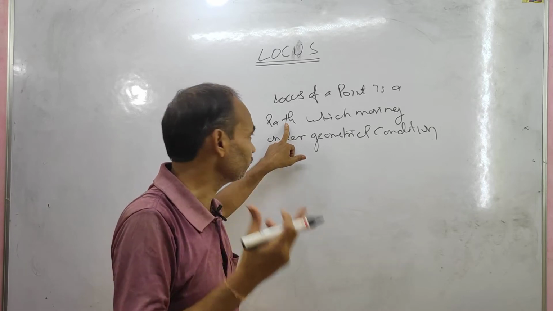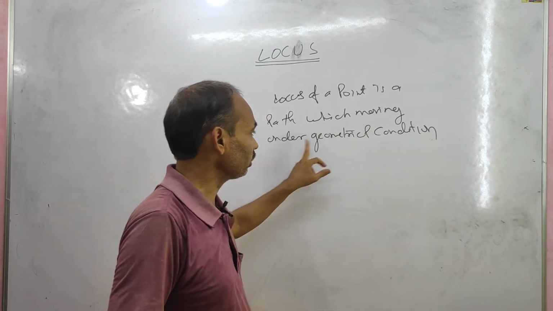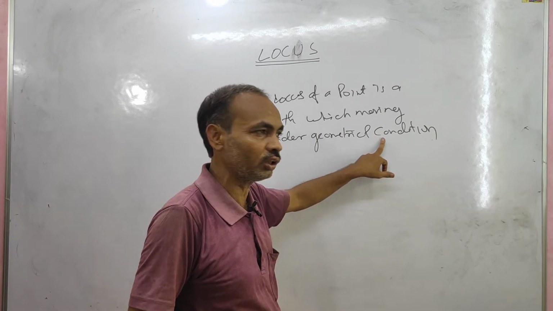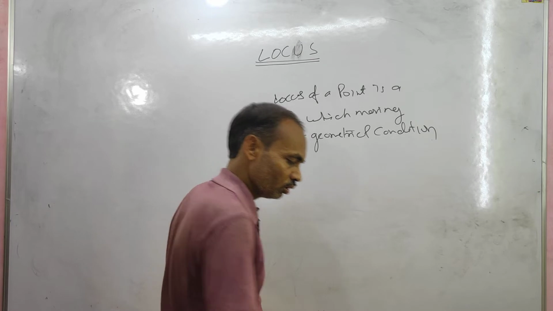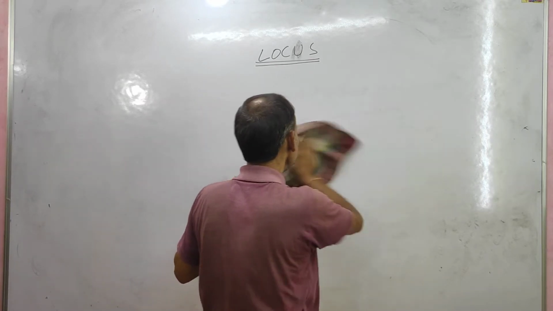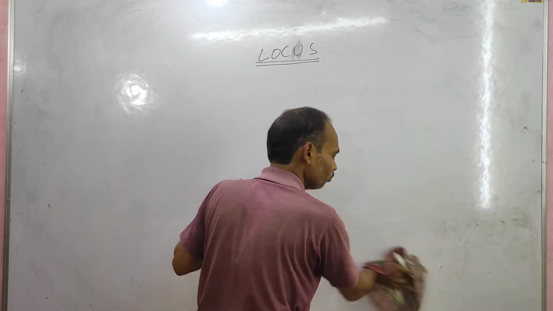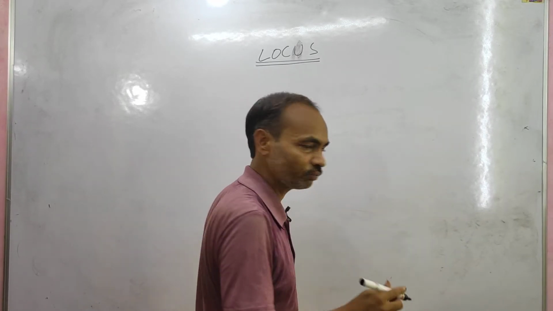Path means way, which continues to move under some condition, a geometrical condition. It is known as locus. It means that the locus is a point which is continuously moving with a given condition, with a certain condition.